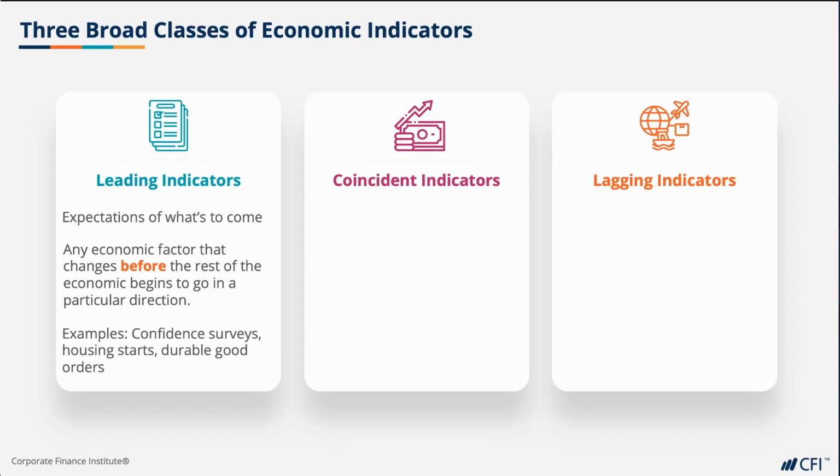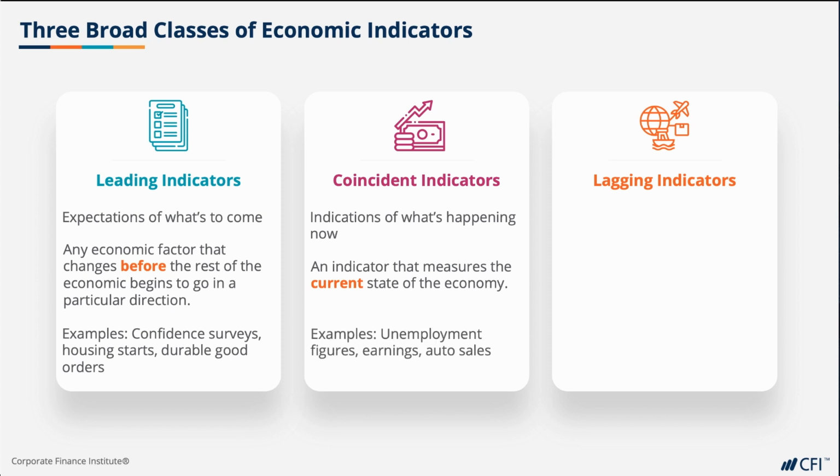For economic indicators that provide indication of what's happening now, we call those coincident indicators. These indicators measure the current economic state and give timely evidence of how the economy is doing. Classic coincident indicators might include weekly employment figures, workers' earnings, and auto sales.